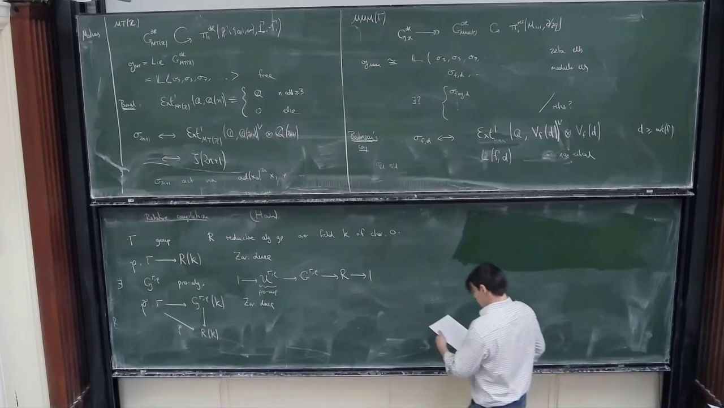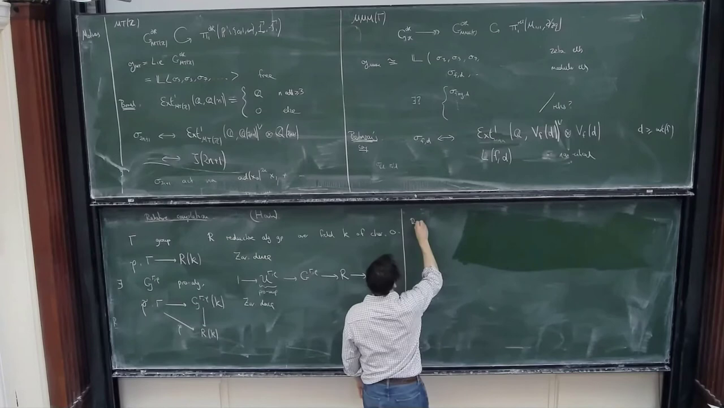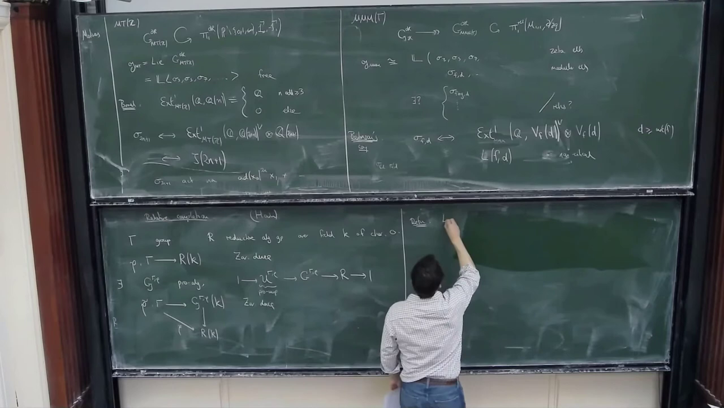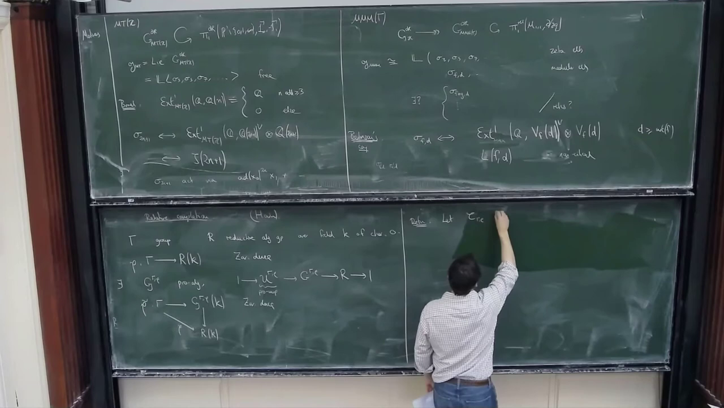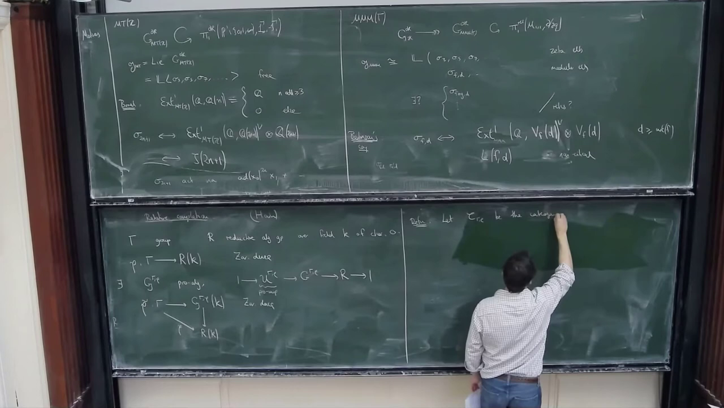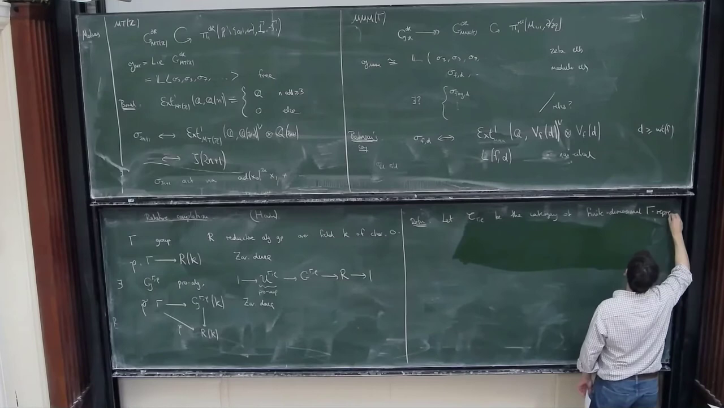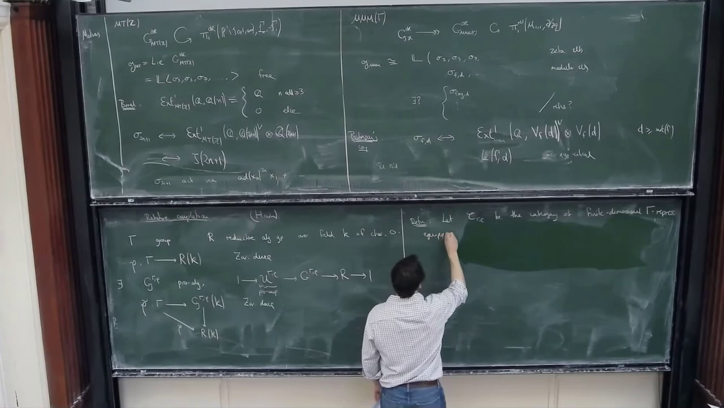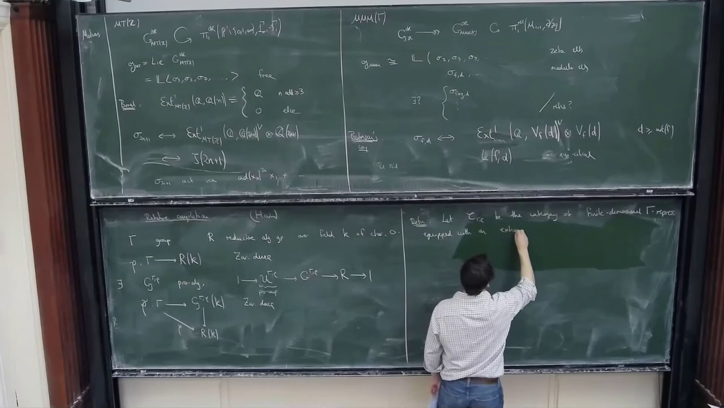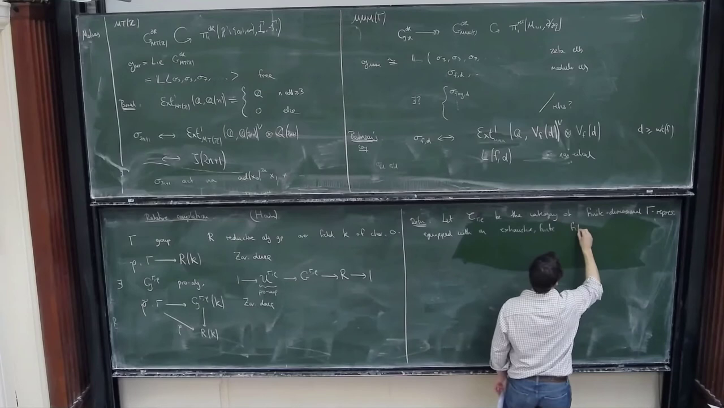So now let me define it. There are lots of definitions, and I'm going to give the easiest, but maybe the most highbrow. So consider the category C gamma rho of finite dimensional gamma representations equipped with an exhaustive finite filtration of gamma representations.